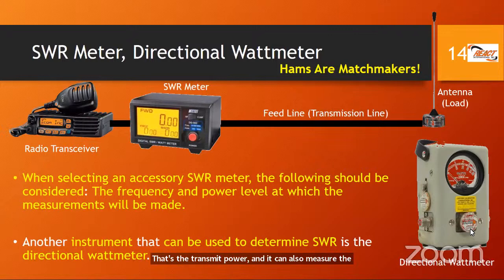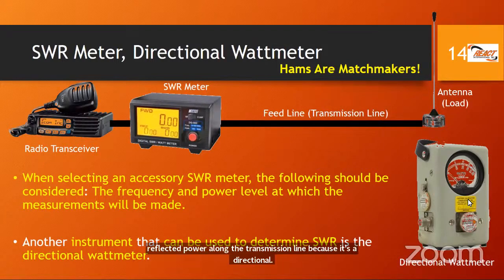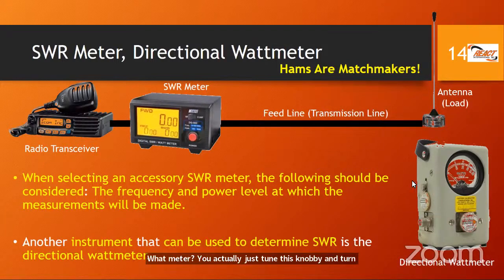Because it's a directional watt meter, you actually just turn this knob here and turn it left or right, and it'll tell you the power going in this direction and the other direction. And remember, it's a ratio. So it's not as convenient as the SWR meter, because you still have to calculate it a little bit here. The SWR meter, you just read off SWR right off the bat. This one, you have to get the forward power and the reflected power, and then you work out the ratio. But you can also use that, and that's an exam question.